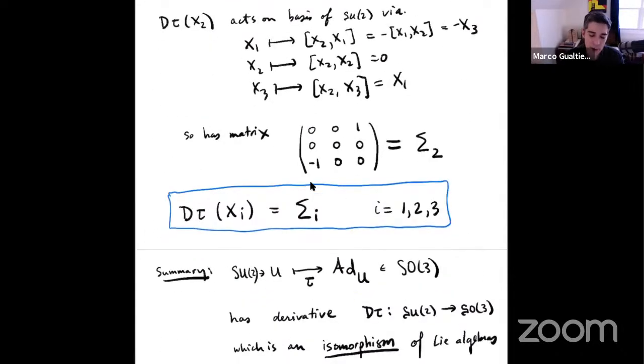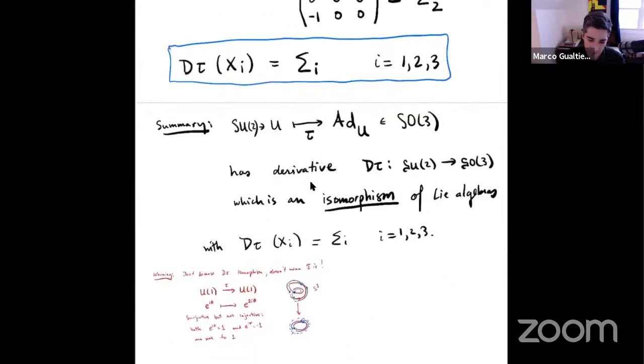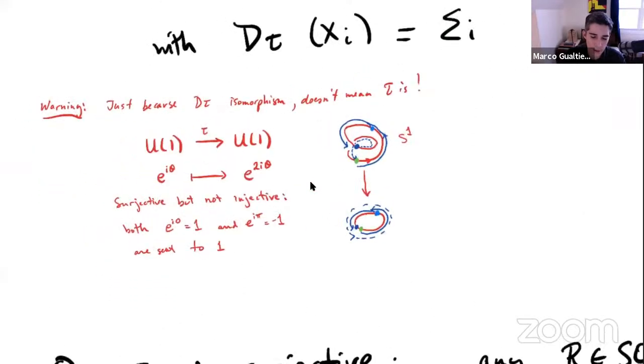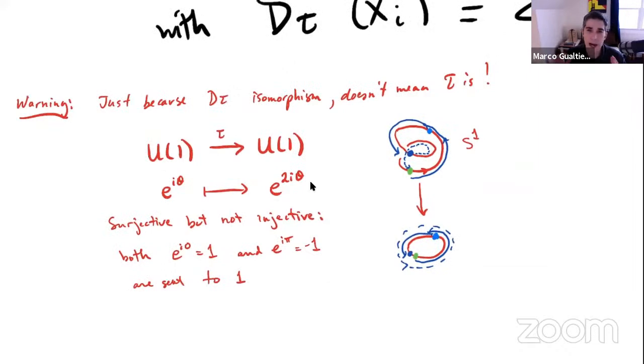And what we see is that this derivative takes the basis that we talked about to the basis that we talked about. So identifying these bases is not some arbitrary process. It's exactly the derivative of the natural map from SU2 to SO3. That natural map comes from the fact that every unitary matrix acts on its tangent space by conjugation. So we get an isomorphism in this way because we see the basis being sent to the basis. Now, the warning here is that just because the derivative of the map is an isomorphism, it doesn't mean that the map is an isomorphism.